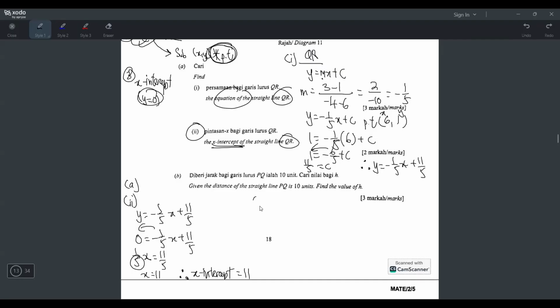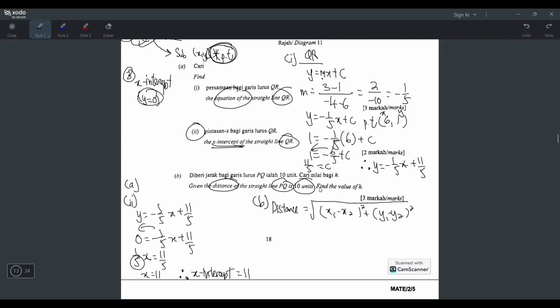Okay, now for my B question, last part. Given the distance of PQ is 10 units. The distance formula you need to know is square root, bracket square plus bracket square. The first bracket is x1 minus x2, and this one is y1 minus y2. This formula you also learn in lower form. I don't remember from form 2 or form 3, but you learn it in one chapter, I think it's called coordinate or something. And then you learn about the distance formula and the midpoint formula. In Bahasa Melayu, we call it jarak and titik tengah. Midpoint is titik tengah. But this one we use the distance formula.